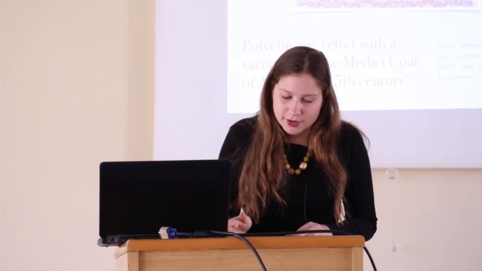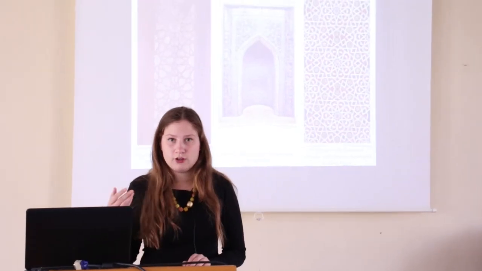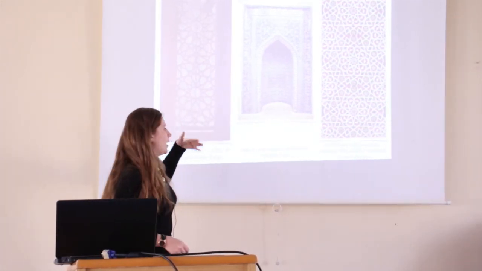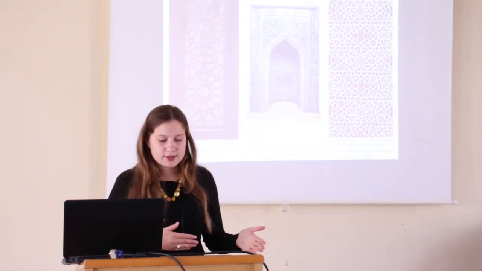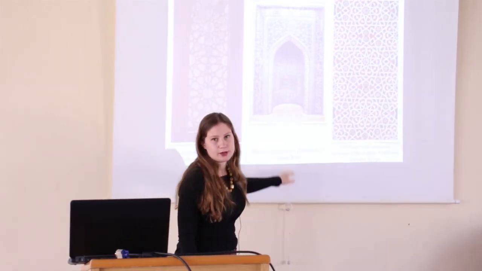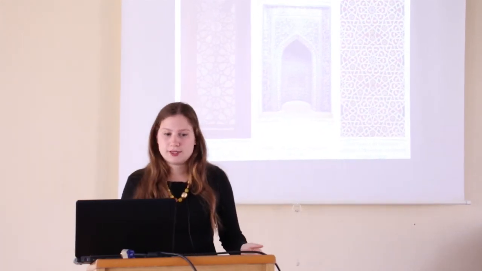To further emphasize this possibility, I have a few examples. So here are three artworks that demonstrate a very similar geometric pattern in terms of proportion, angle, the intersections. And during these centuries, Venice had deep trade relationships with the Mamluk Sultanate of Egypt, which is where these doors and this panel are coming from, as well as the Ilkhanate Empire of Iran, which is where this mihrab is coming from. And these relationships were unrivaled by any other Italian port city.